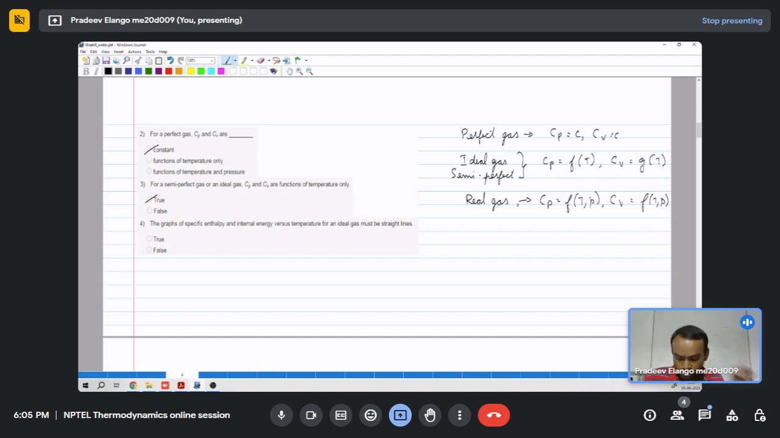Now the fourth question, the graph of specific enthalpy and internal energy versus temperature for an ideal gas must be straight lines. So this is false because it is a function of temperature, but it can be any function, it need not be a linear function.